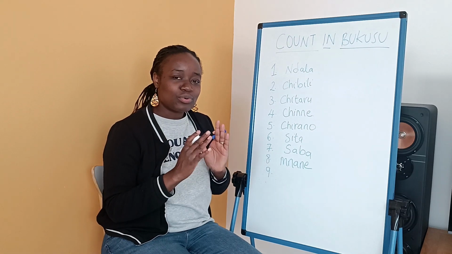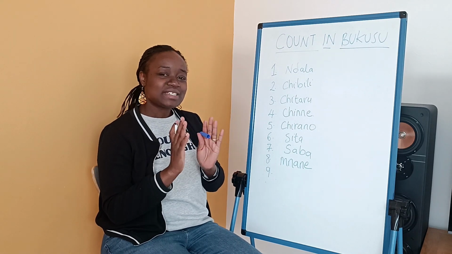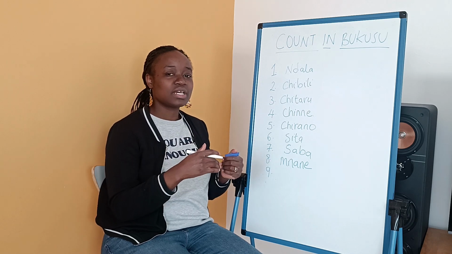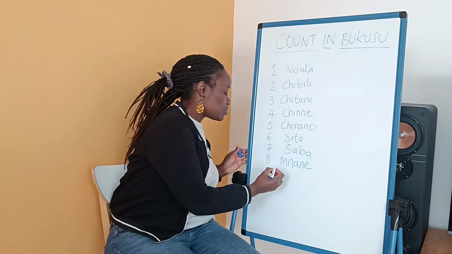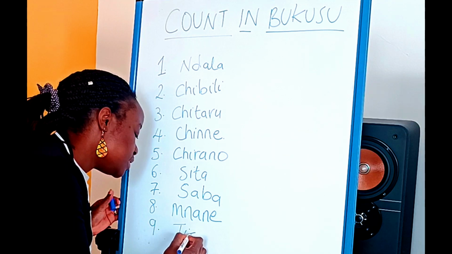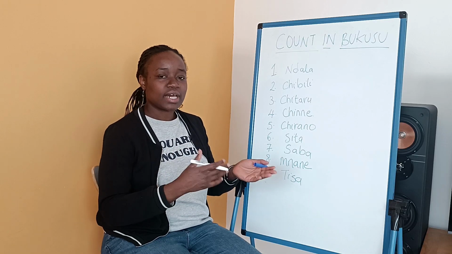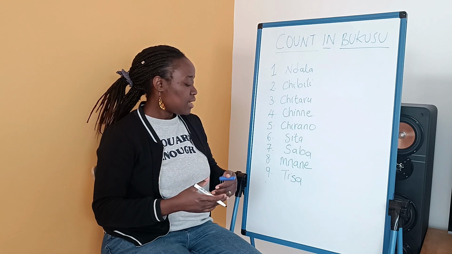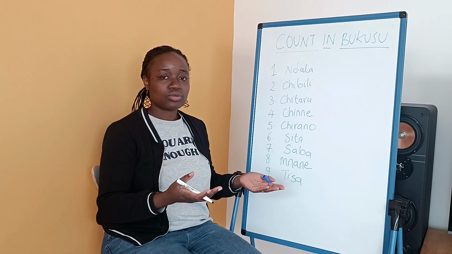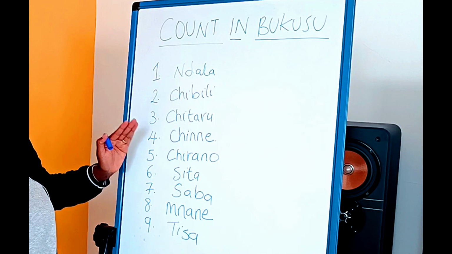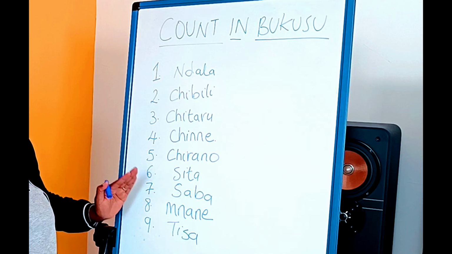Number 9 in Bukusu is tisa. Okay, and it is very similar, again, just like in Swahili we say tisa. So, you write it the same way. Tisa. So, you can say shilingi tisa, okay? 9 shillings. Kimiti tisa, 9 trees, or kimirongoro tisa. So, ndala, chibili, chitaru, chine, chirano, sita, saba, mnane, tisa.